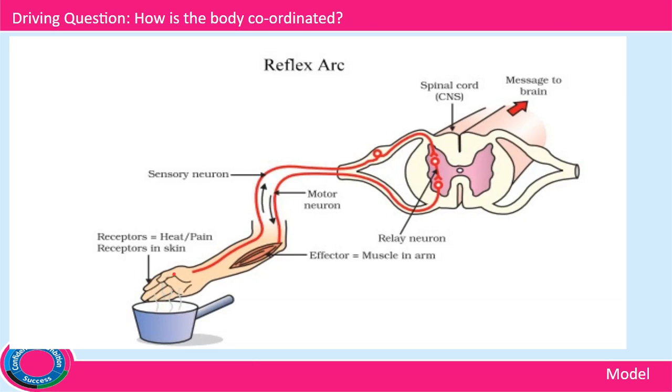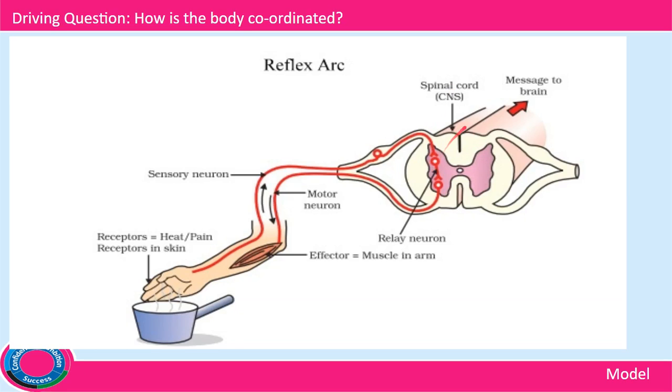You've got receptors in the skin that are going to transmit those electrical impulses via the sensory neuron. As we know from the past, the sensory neuron transmits electrical impulses from the sense organ, and in this case, the sense organ is the skin. Those electrical impulses are going to continue to be transmitted to the relay neuron in the spinal cord. So a message will go to the spinal cord.